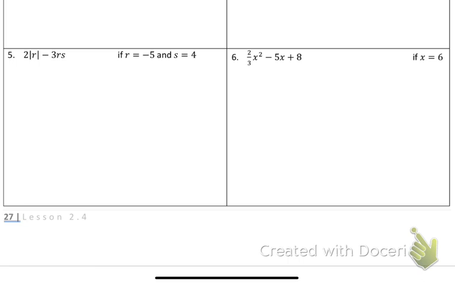All right, number 6. Number 6 says 2/3 x squared minus 5x plus 8, right? So instead of x's, what am I going to write? I'm going to write 6's, parentheses 6's, right? So we're going to have 2/3 6 squared minus 5 times 6 plus 8. Does that look right so far? Did I make any mistakes yet?